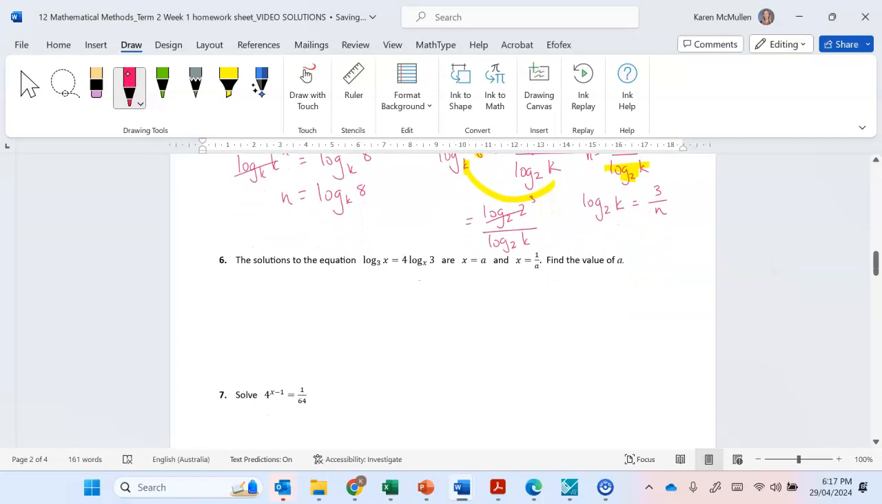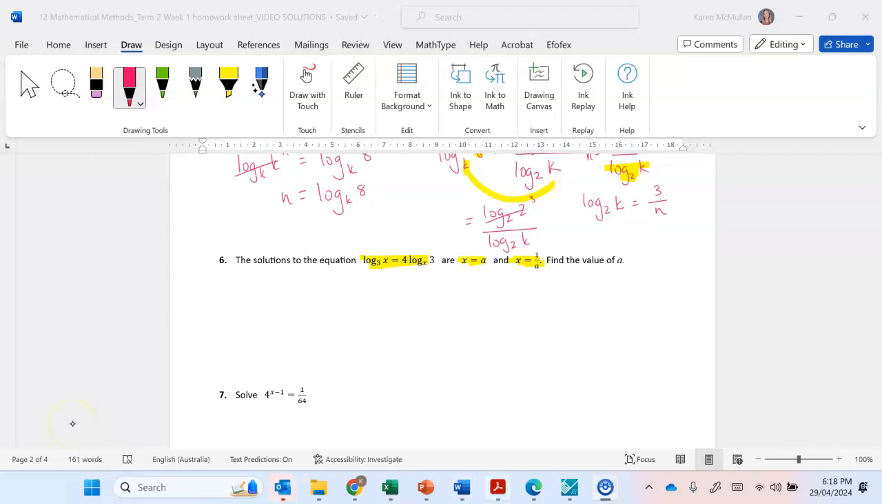All right, question 6. The solutions to the equation are x equals a, 1 over, find the value of a. So again, we just need to focus on this. All the other part is just telling us the format of the solution. So we just got to focus on log base 3 of x and 4 log base x of 3. We do have different bases, so we're going to change that base.